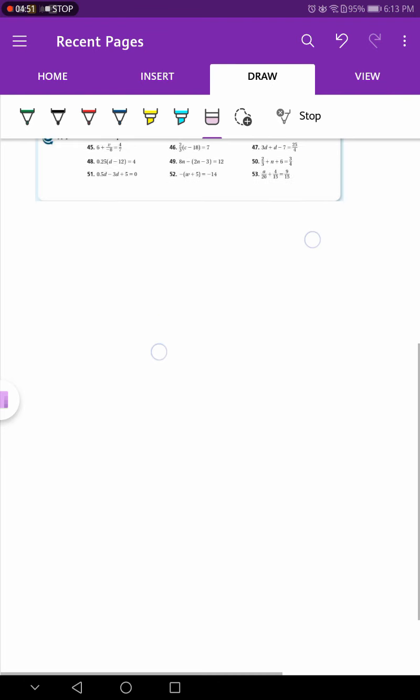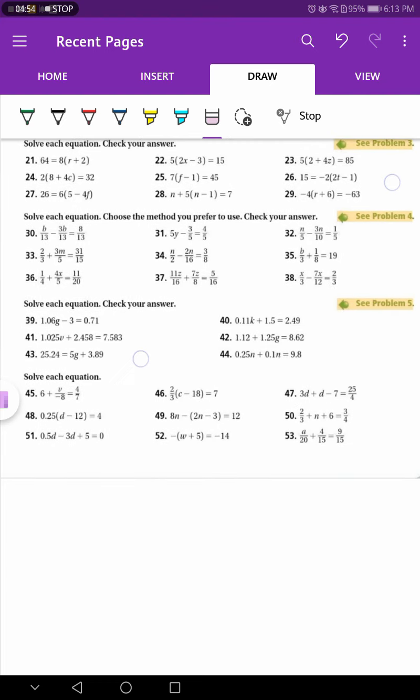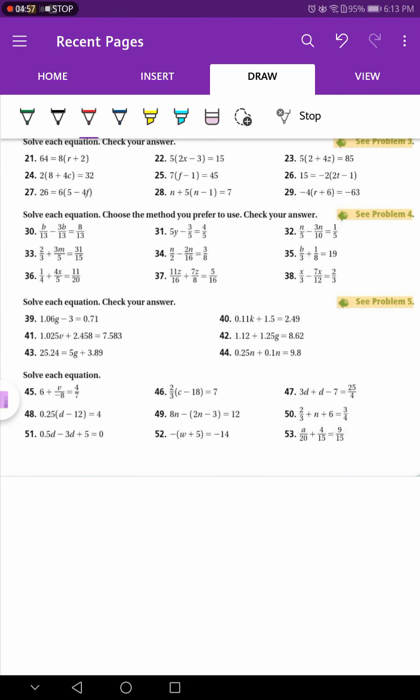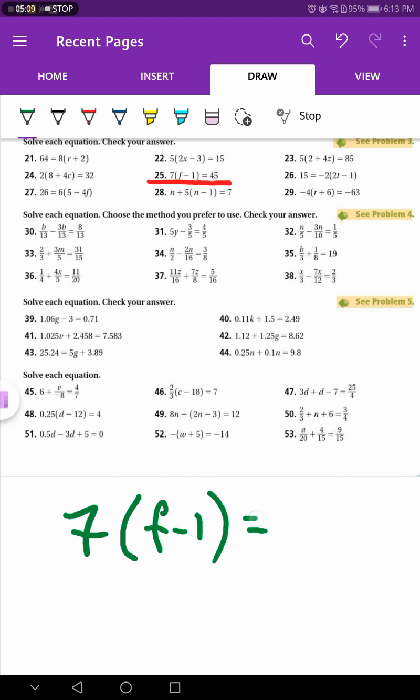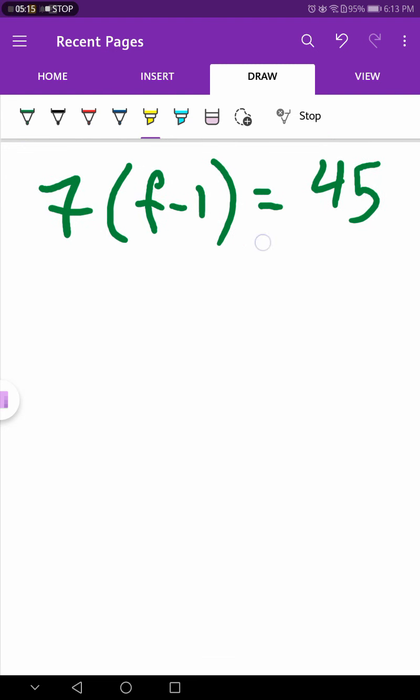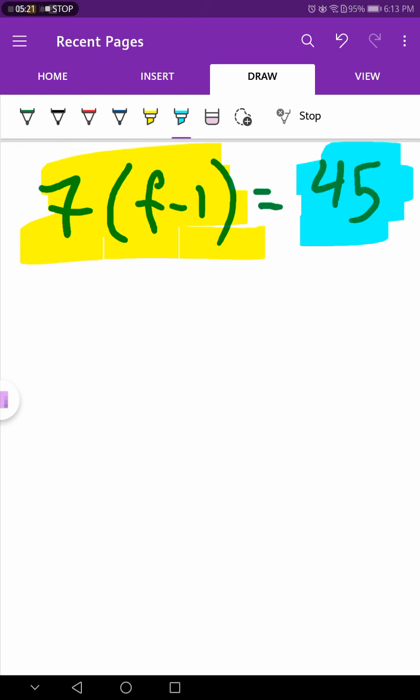Now the second part. I will take one example, question number 25, which is 7 multiplied by f minus 1 equals 45. How can we solve an equation like this, my dear student? Determine the left, determine the right. All of us know the left and the right side in the equation. But every time I have parentheses, we have to break them, or use the Ali story, all of which is the distributive property.